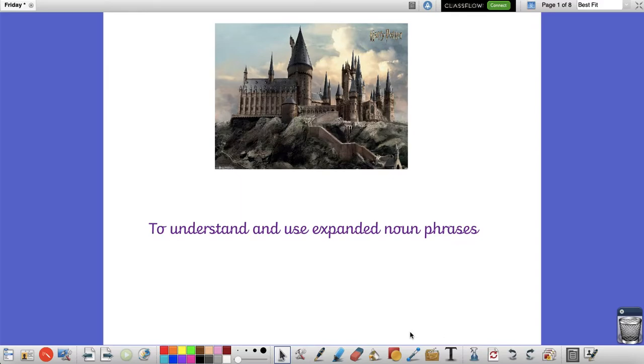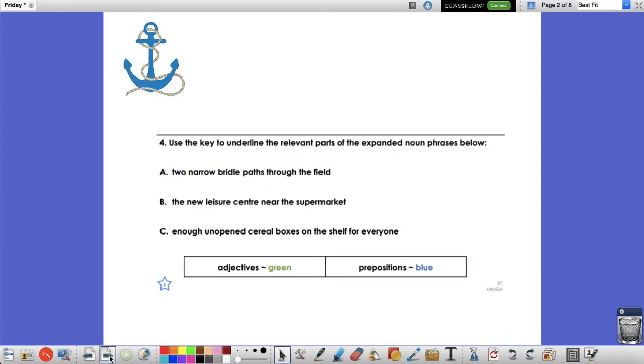Going to continue to understand and use expanded noun phrases in your writing. So, first of all, take our anchor, you have got a little bit of a grammar question. You need to identify the different parts of an expanded noun phrase. Can you identify the adjectives in each sentence and the prepositions in each sentence? Okay, so you can write them into your book. Press pause here, have a go with the anchor, and then come back when you have finished.